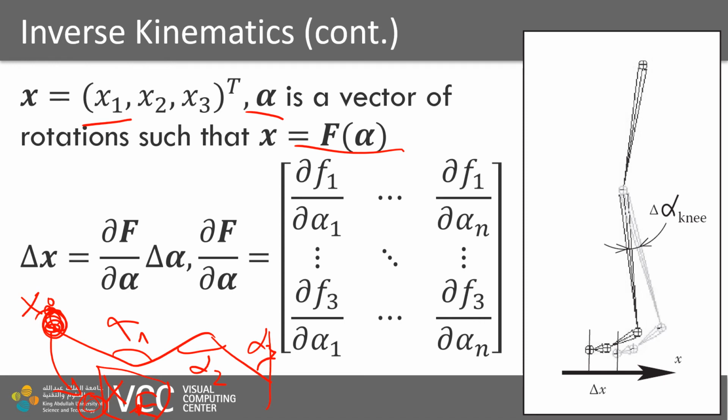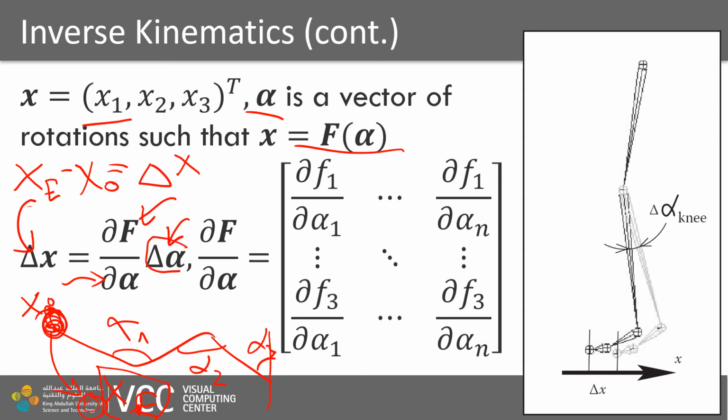And this function alpha can be defined as, let's say, the difference between xe minus x0 is equal to the delta x, which we have described here. This delta x can be described as derivatives of this unknown function with respect to the different angles. And by applying a certain delta of these angles, which we also do not know, we can reach the desired position.